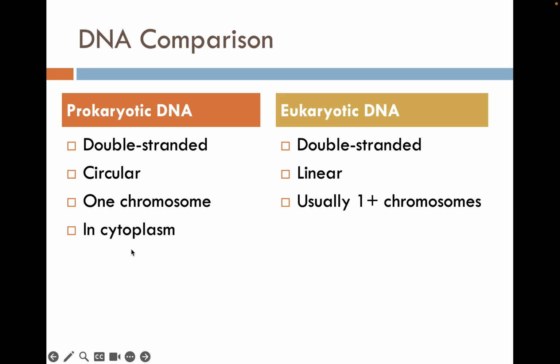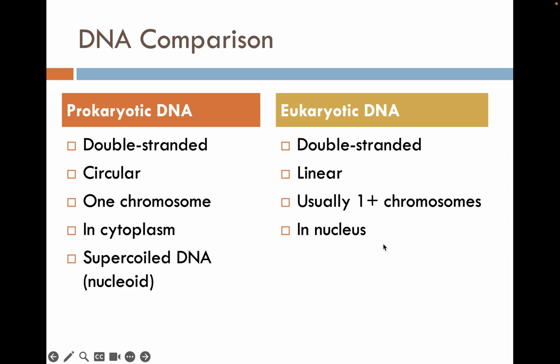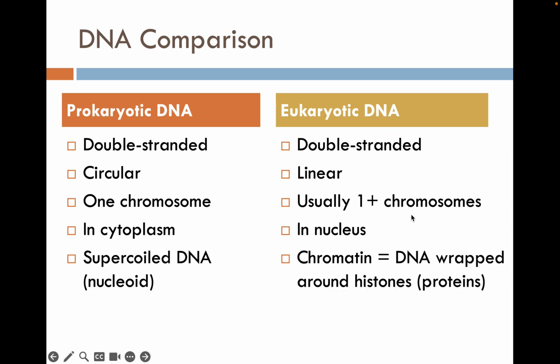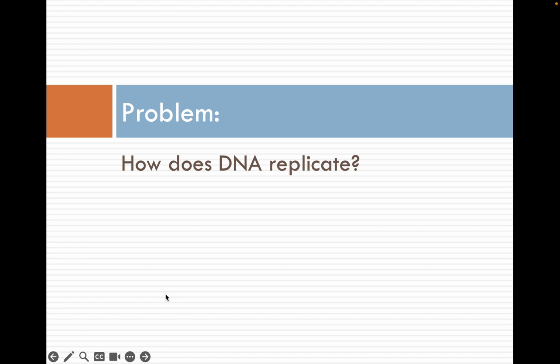Prokaryotic DNA is stored in the cytoplasm. Eukaryotic DNA is stored in a nucleus. We call supercoiled DNA in a prokaryotic cell the nucleoid. That's where it's just kind of clumped up together. In eukaryotic cells, the DNA is wrapped around histone proteins to produce chromatin or chromosomes. There are no histones in prokaryotic DNA.